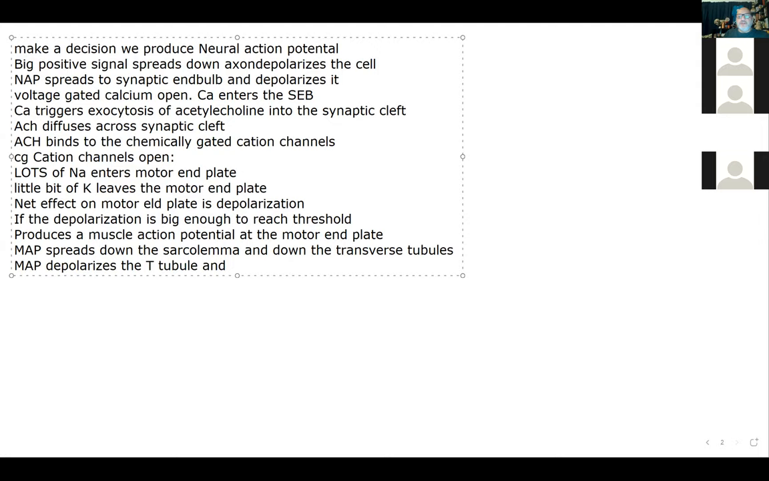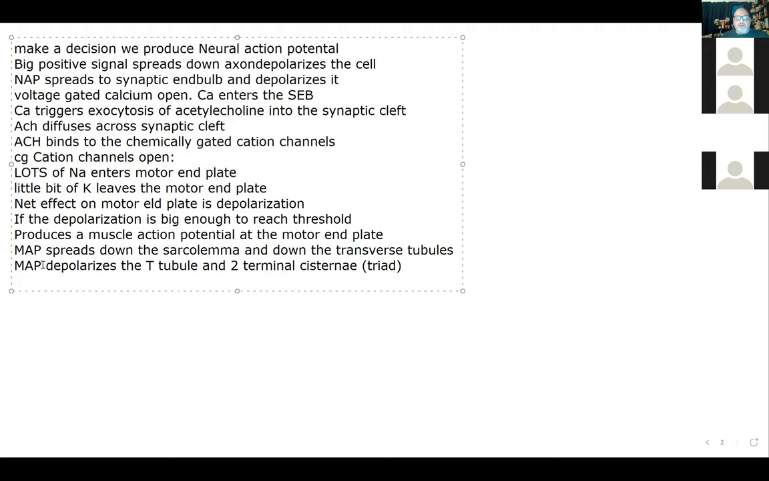And what are the other components that make that triad? There you go, the two terminal cisternae, the triad, excellent. And what happens when the terminal cisternae of the sarcoplasmic reticulum are depolarized?